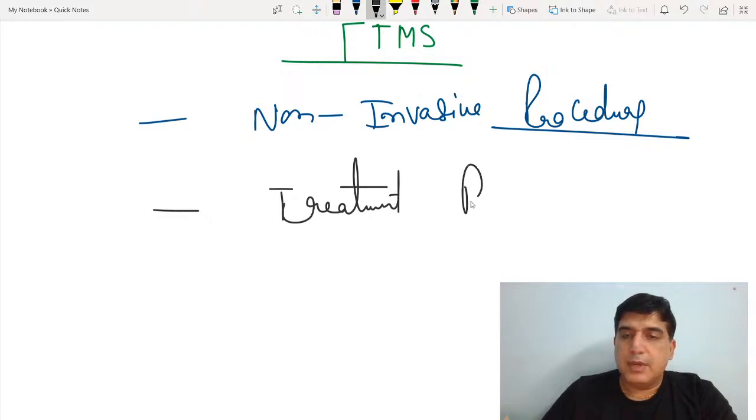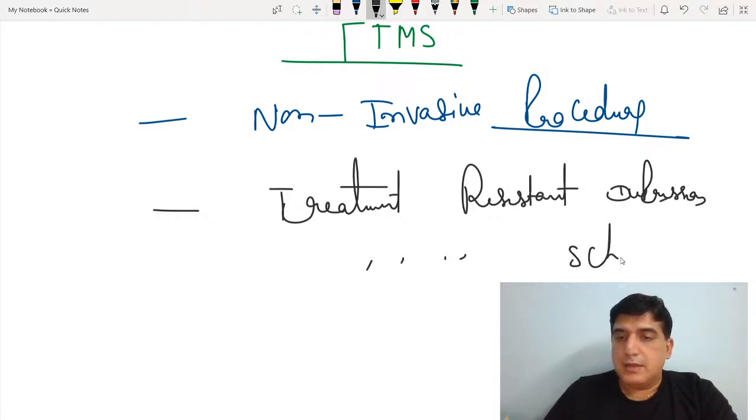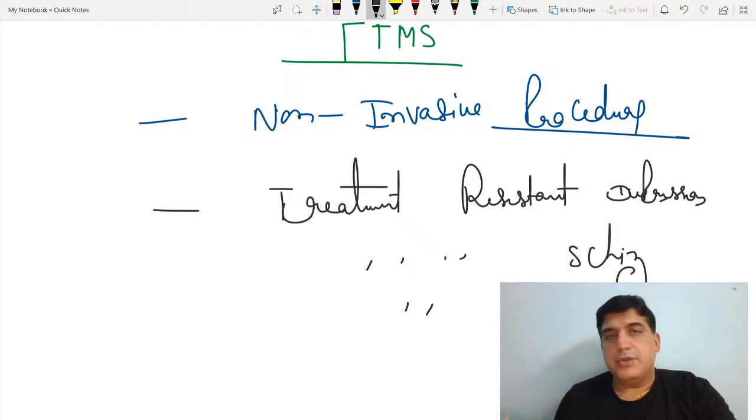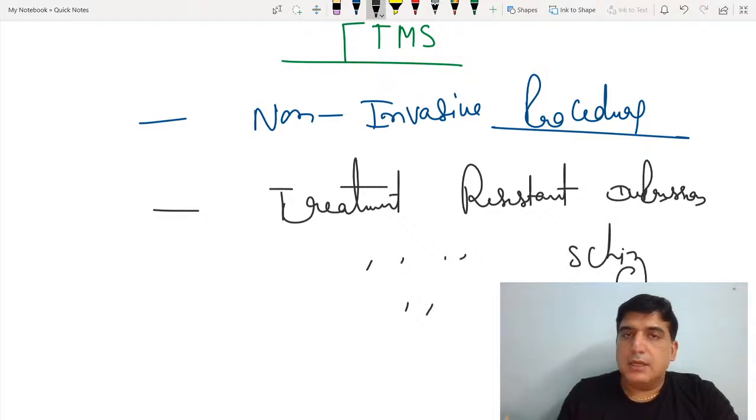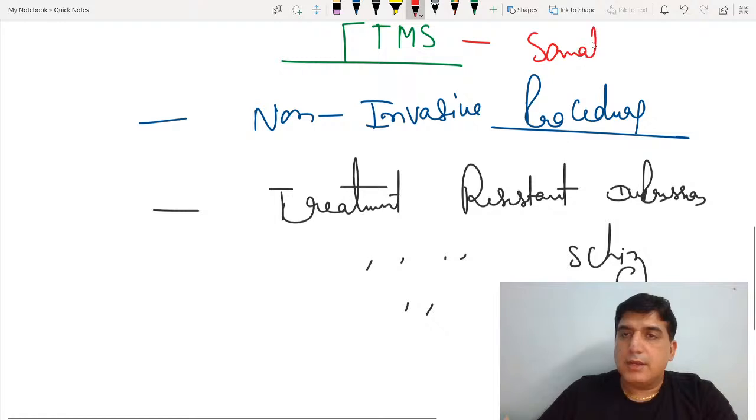Like treatment resistant depression, treatment resistant schizophrenia, treatment resistant OCD, various treatment resistant psychiatric disorders, we use repetitive transcranial magnetic stimulation, which is a non-invasive procedure. We create a magnetic field and treat the patient with this type of somatic therapy. Also, we call it a somatic therapy.